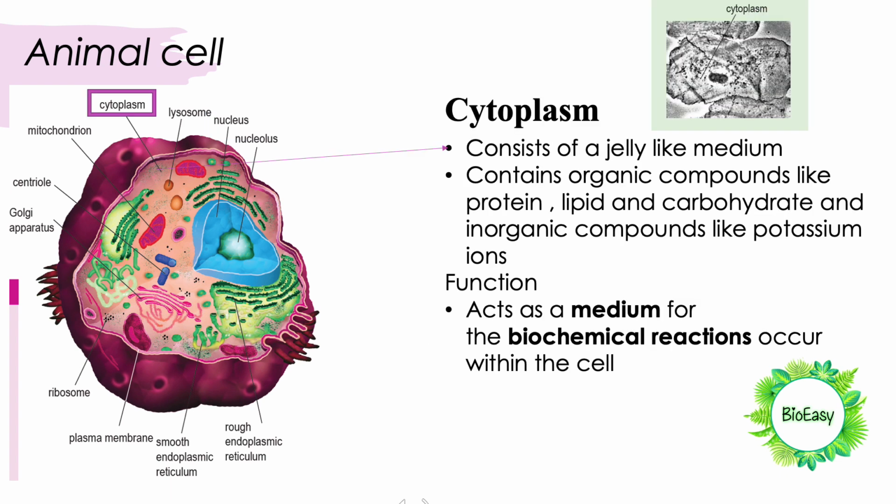Cytoplasm consists of a jelly-like medium that contains organic compounds like protein, lipid and carbohydrate, and inorganic compounds like potassium ions. The function of cytoplasm is acting as a medium for the biochemical reactions that occur within the cell.